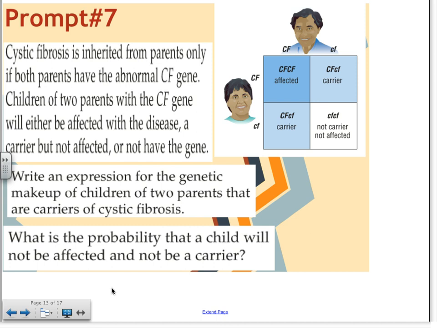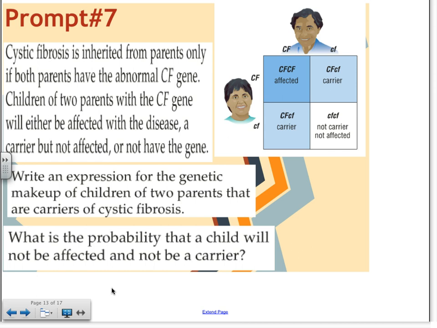Okay, so here it is. Children of two parents with the CF gene will either be affected with the disease, a carrier but not affected, or not have the gene. So we have three possible scenarios. And yesterday we learned how to use the box. Today we're using the same thing. Think of the big CF and small CF as two terms, right? That's why we put them up here on the side of the box to indicate the first term. So technically it's a binomial times a binomial, but we're applying this in a science sense.